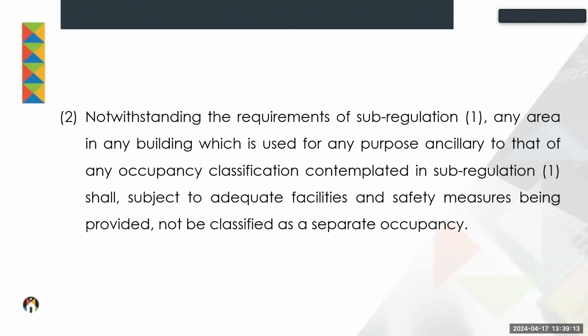However, if it's ancillary, it will be part of the main thing. So let's look at a motor dealership. What is the main purpose of a motor dealership? It's to sell motor vehicles. So it's a large shop, F1, but it might have ancillary to it a service center, which might be a B2. But the main occupancy will be F1, large shop.